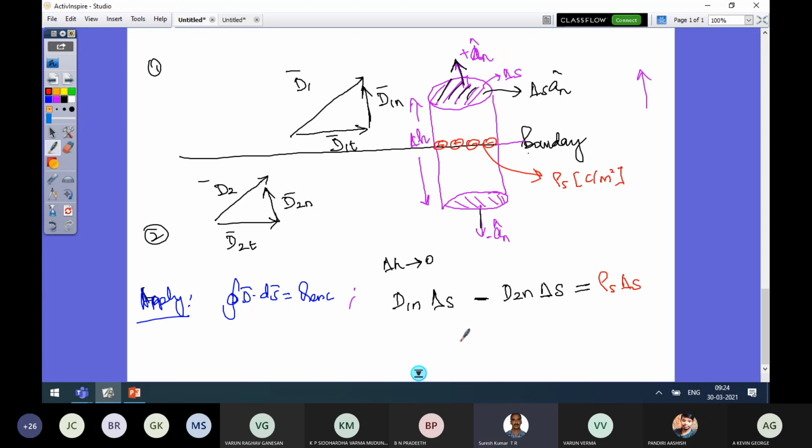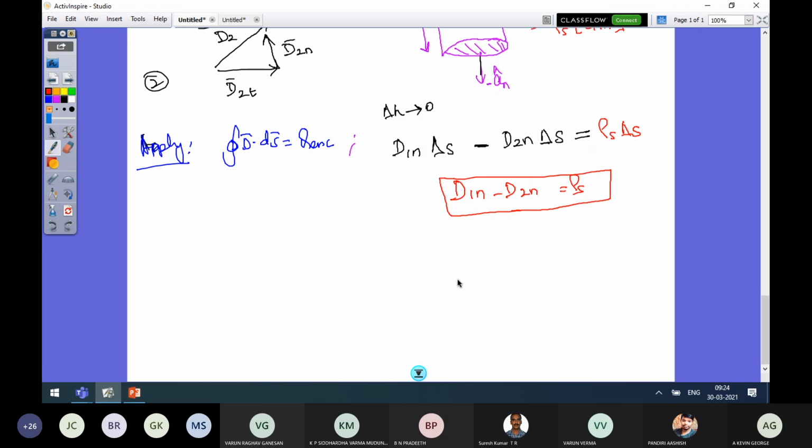Now we can finalize this equation: D1N minus D2N equals rho_S. Or if there is no charge, if it is a pure dielectric medium and nobody kept any charges over there, then you can consider rho_S equal to 0, and you can consider this equation: D1N equals D2N. That is, the normal component of electric flux density will be continuous across the boundary.